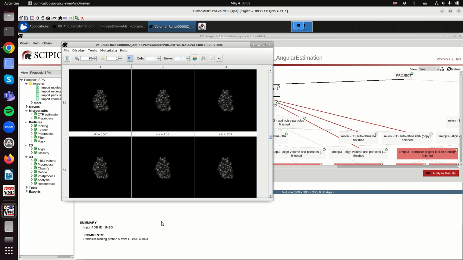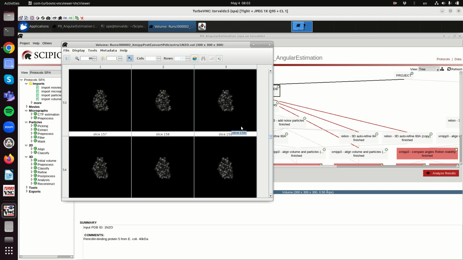Actually, the size, whether it is 40 kilodaltons or 100 kilodaltons, matters in experimental data, because at the end alignability is a matter of signal to noise ratio. So if you have a lot of signal, it will be easier to align, and if you don't have so much signal, it will be much more difficult to align.